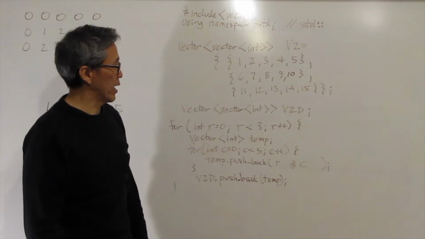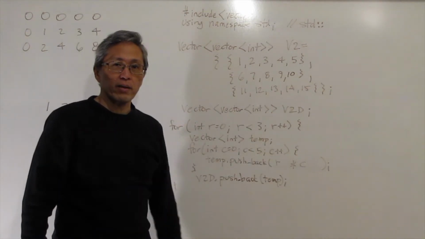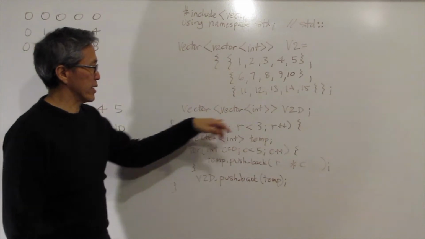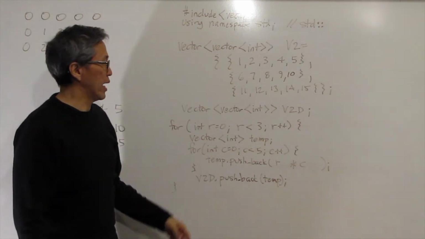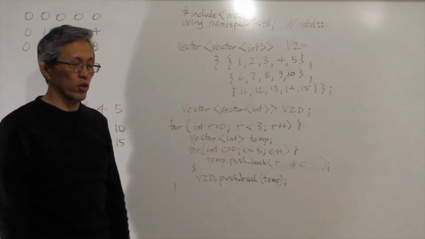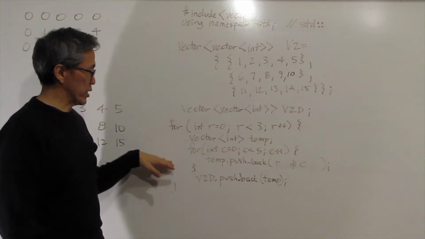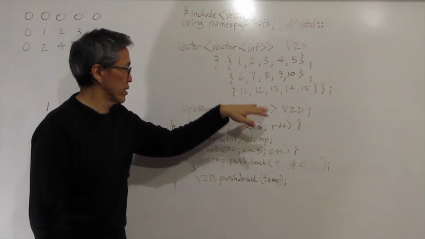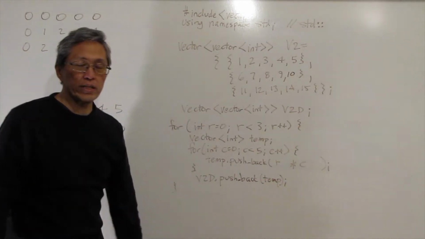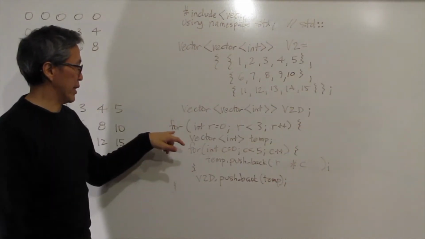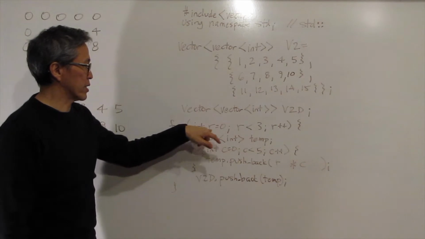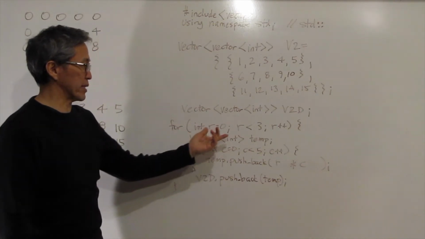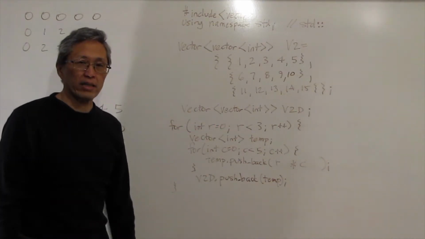Okay? Then here's another way. We have a 2D vector. I can initialize this 2D vector with a nested for loop. So this is really useful. You want to probably make sure you know how to do this. I have a vector of int, and I call it v2d, so vector 2D, and then I do a for loop, int r for row. I like to use row and column rather than x and y.